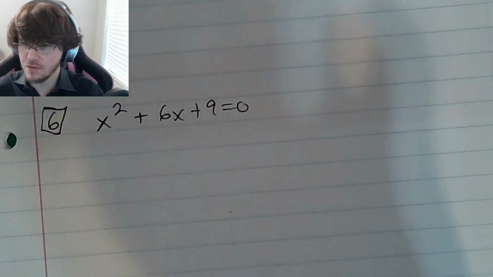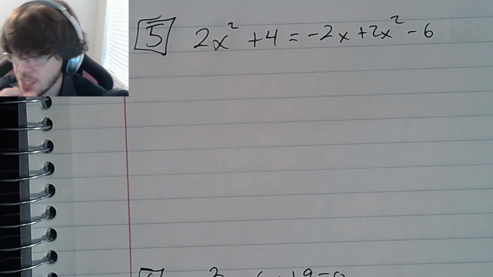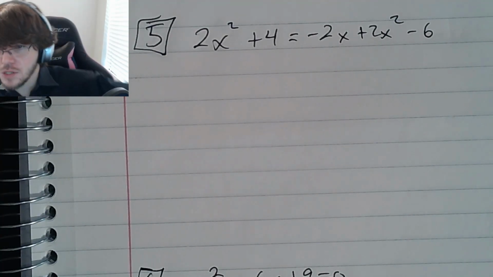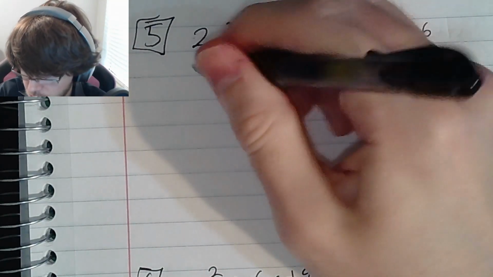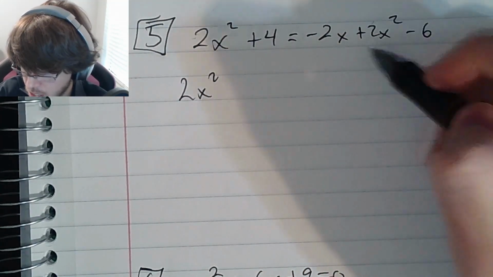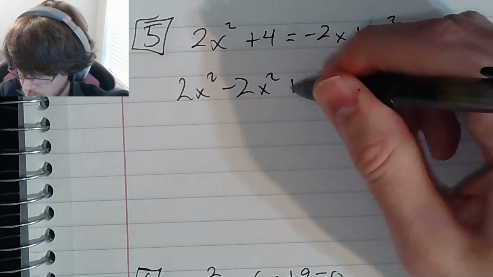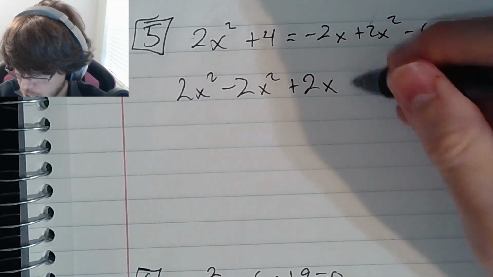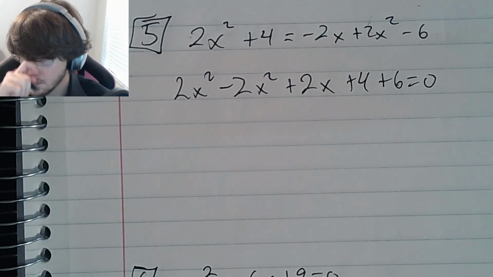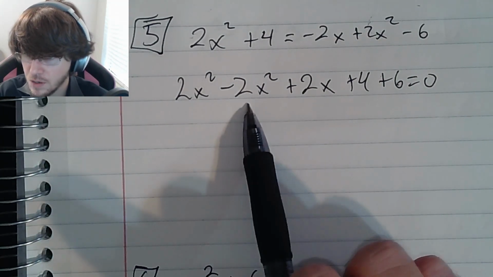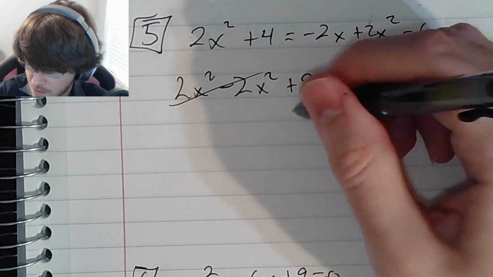Problem number 5. All right, so this one I wrote down on purpose as a kind of trick question because it looks like a quadratic formula problem and then something happens. We need this 2x squared moved to the other side, so it becomes minus 2x squared. The negative 2x becomes plus 2x. Take that negative 6, move it to the left, it becomes plus 6 equals 0. And then 2x squared minus 2x squared cancels out and it's gone. You get 0x squared, so you don't have to write it.